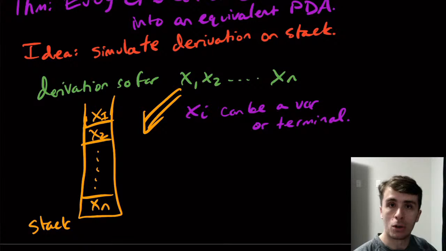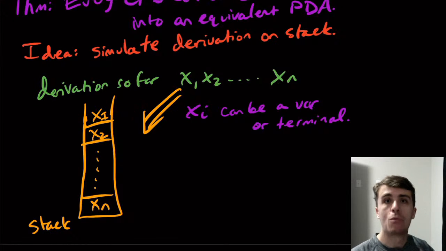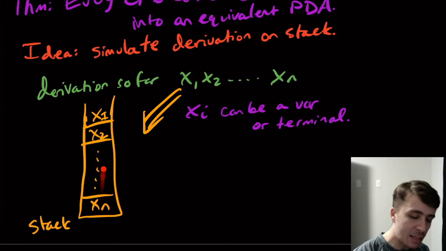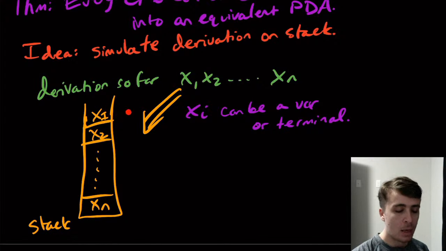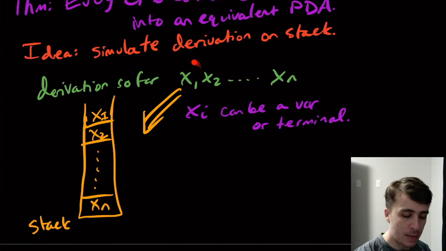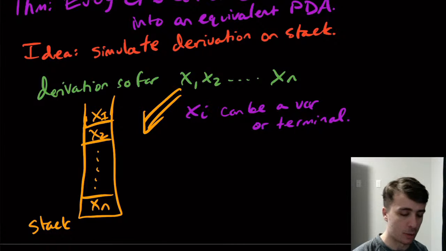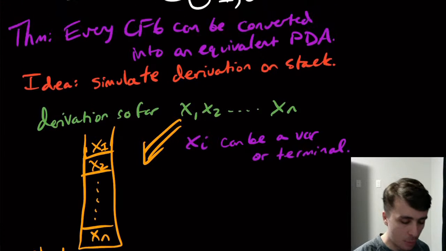But if x1 is a terminal, remember terminals are never changed at any point. So the thing on the top of the stack is a terminal, and we match it up with the corresponding input. Remember, PDAs get input, so if we're making the so-called string on the stack, we have to be able to match it up with the input directly. If x1 is a terminal on top of the stack, we just match it up with the input, and if it's a variable, we apply a rule corresponding to it. We'll see how to actually do that when we do an example.